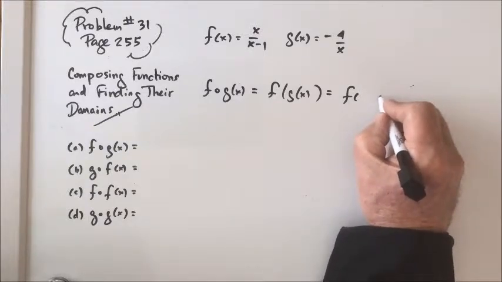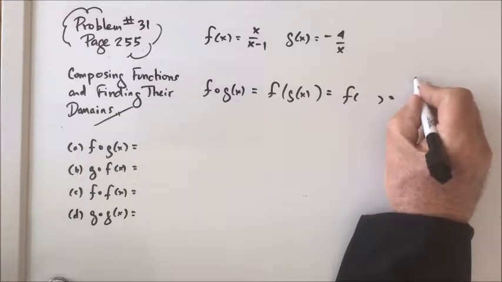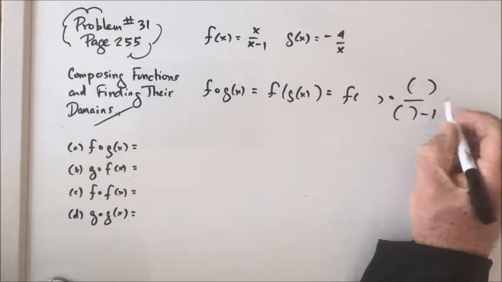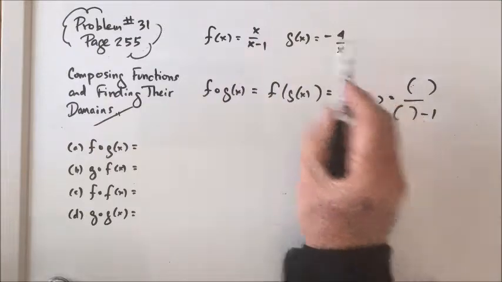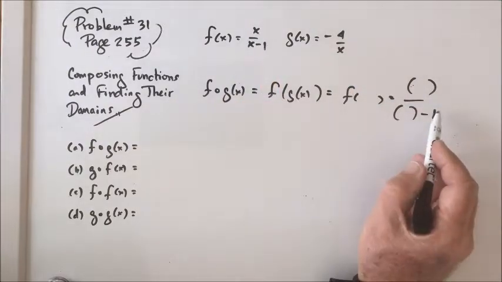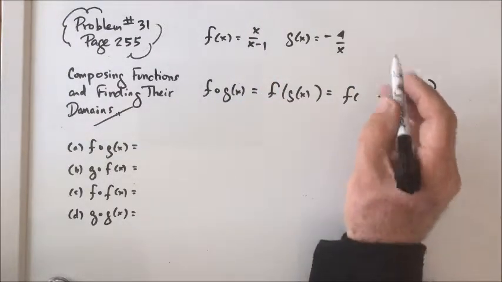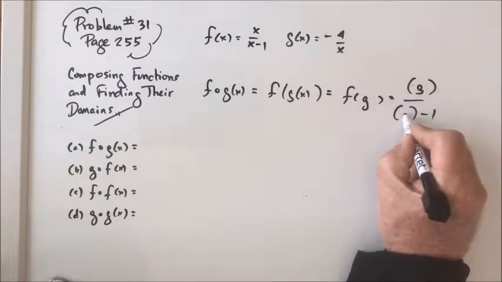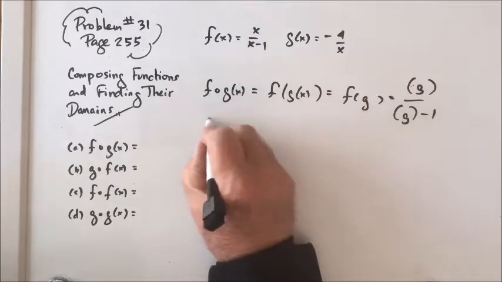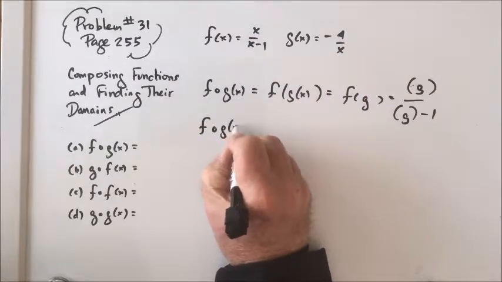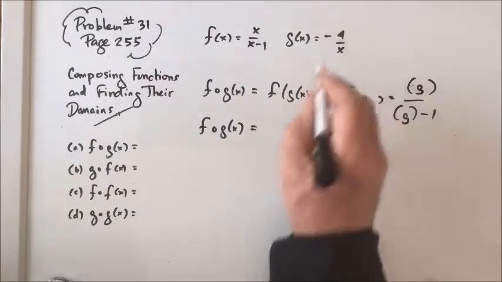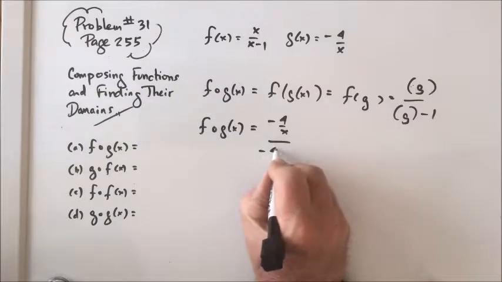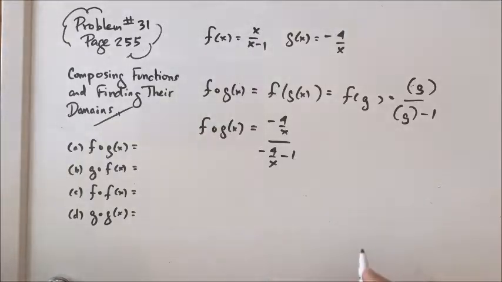I'm just going to write it like this for a second. It looks like, put the argument there, subtract 1, yeah? The argument's x, x goes there, 1 goes there. So what I'm going to do is put in g, all right? So g goes here, g goes here. What is g? Yeah, good question. f of g of x is then g, minus 4 over x, all over minus 4 over x minus 1.